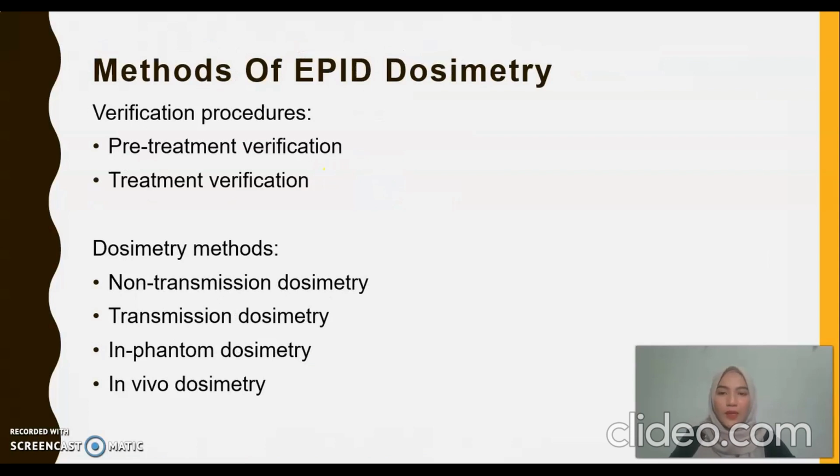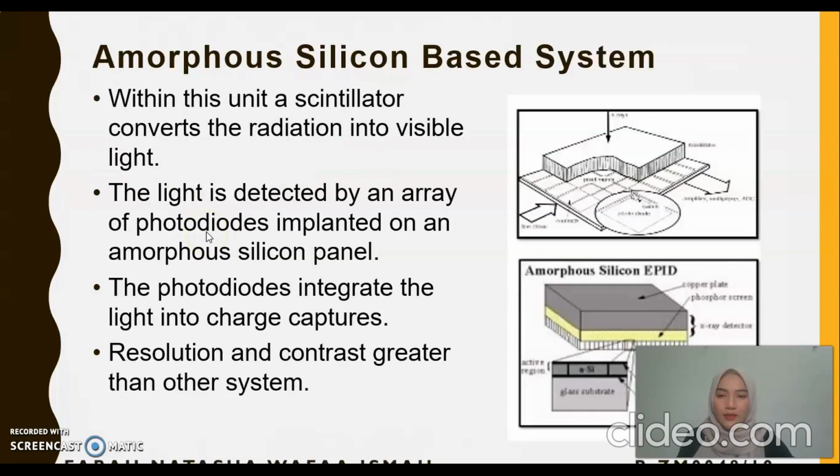Methods of EPID dosimetry, or the working principle of how it works. Previously I presented the working principle for amorphous silicon. This is how it works. First, by detecting the light, the scintillator converts the radiation into light, and then the array of photodiodes implanted on the amorphous silicon plate, and the photodiodes later integrate the light into charge capture. So that is basically the working principle. At least you can get the idea of how it works.